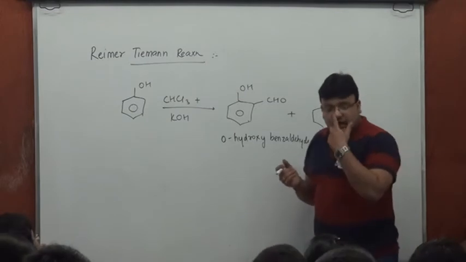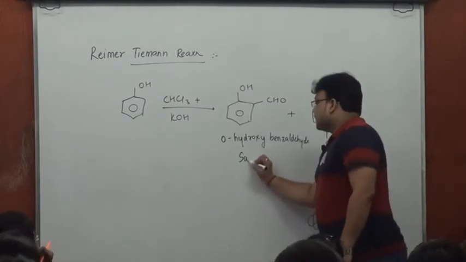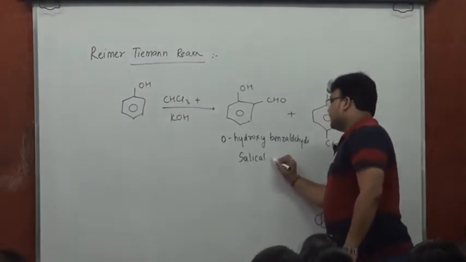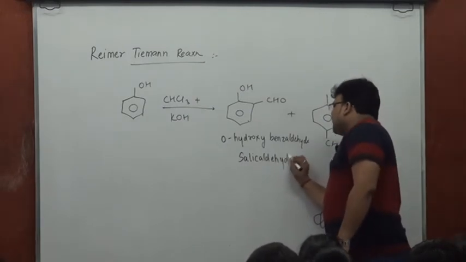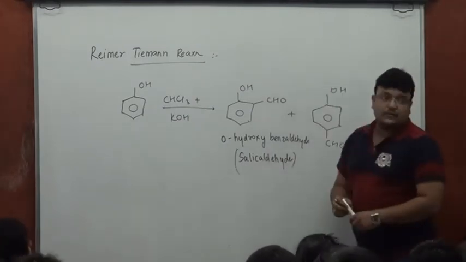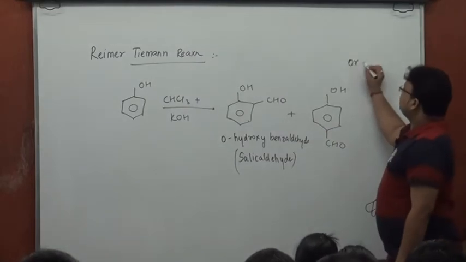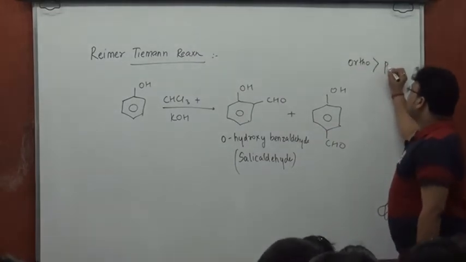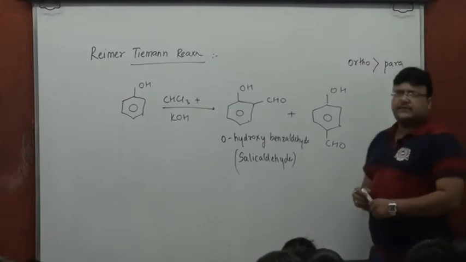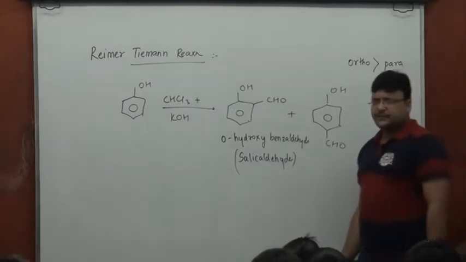Orthohydroxybenzaldehyde is also called salicylic. So you get salicylic and the para isomer, where let's note that the ortho isomer would be formed more than the para isomer. So in this process, ortho is like the major product of the reaction.